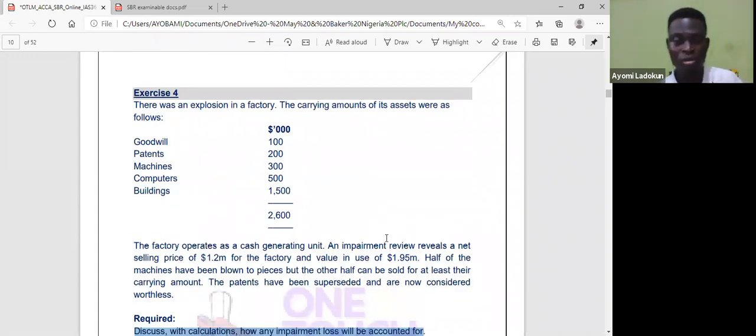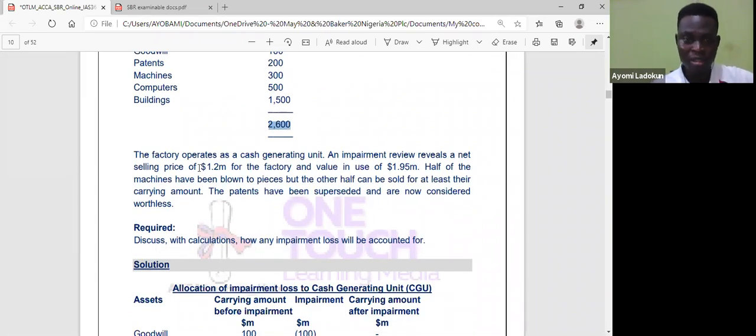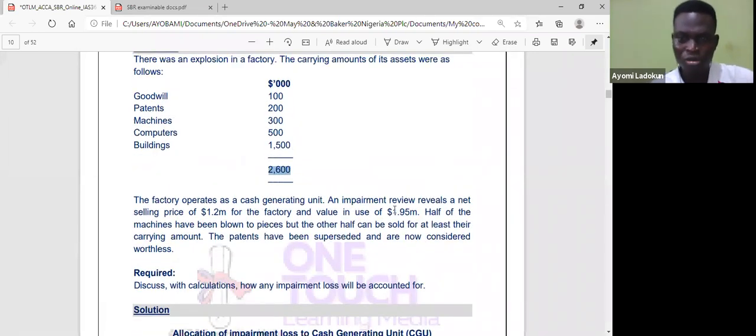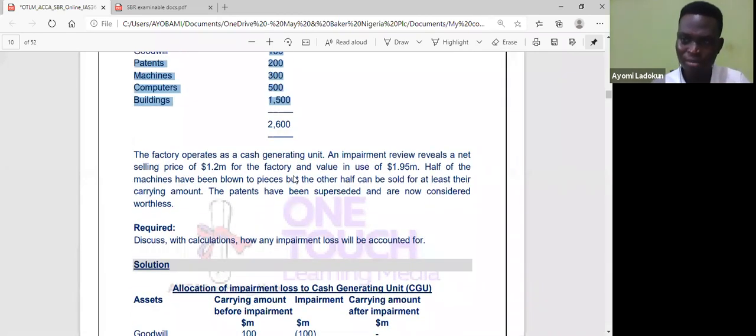So I already know this is a CGU, a group of assets. The first thing I need to do is work out my impairment loss. I look at the carrying amount, 2.6. Then I look at the recoverable amount. The selling price is 1.2 and the value in use is 1.95. The higher of the two is 1.95. When I compare it with 2.6, it gives me 650. That 650 is my impairment loss, and I need to allocate it to this group of assets. I remember my procedure: first, obviously impaired assets. Which assets are obviously impaired? It says half of the machine has been blown to pieces.